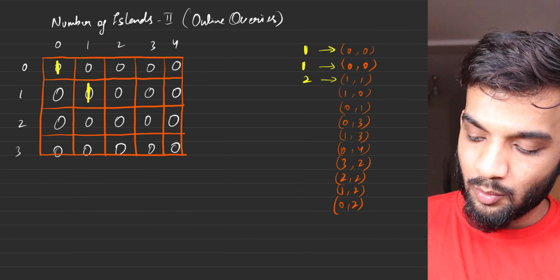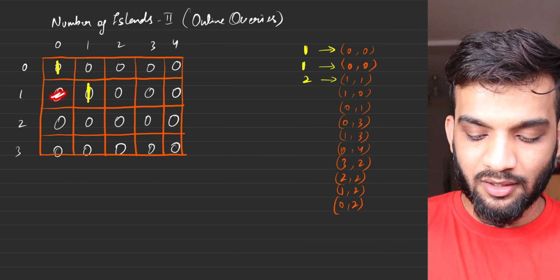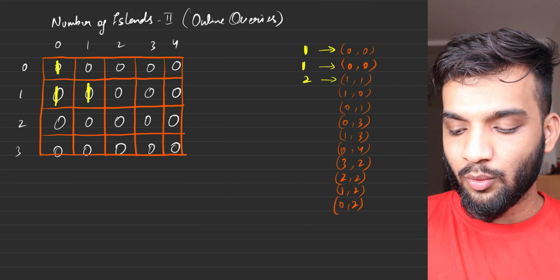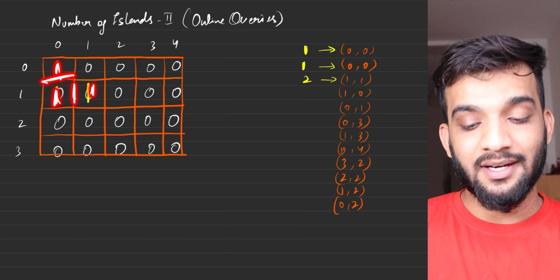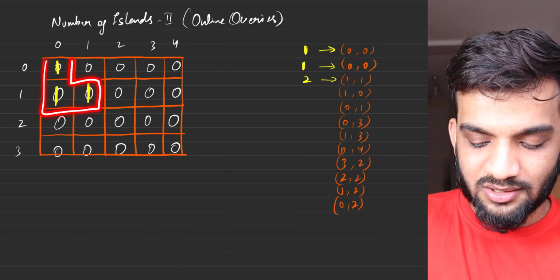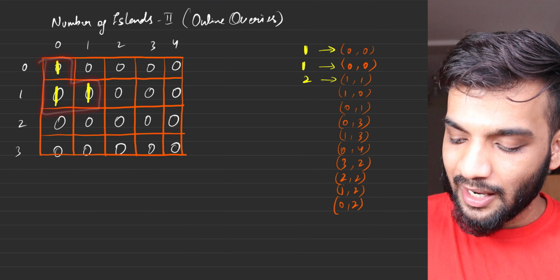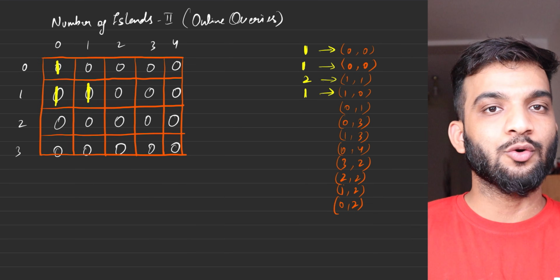Perfect. Next, 1, 0. Where's 1, 0? Here. Let's quickly place it. Now, this and this share a side, and this and this share a side. So this is a single group. After the placement of this, you have one group.